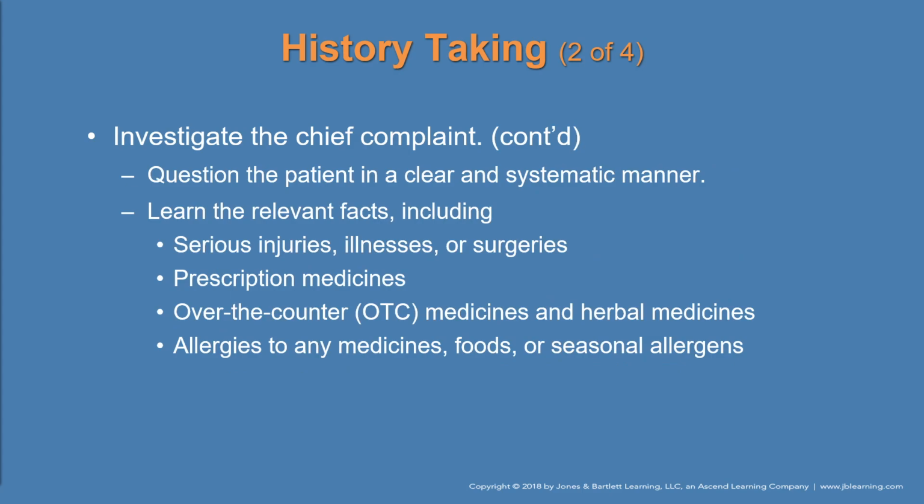So when we ask these questions, we want to make sure that we ask them in a clear and systematic manner. The moment you start jumping around the SAMPLE history, if you ask M and then you go back up to A and then you ask E and then you hit P somewhere in there, you're going to inevitably skip things. You're going to miss questions and miss points of data. So it's important to ask them in a systematic manner. You also want to ask them in a clear manner.